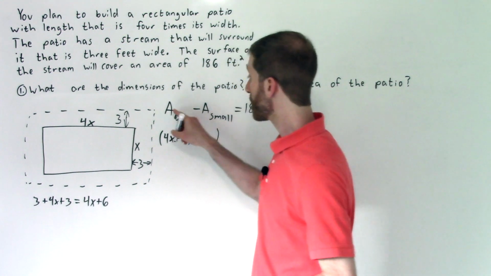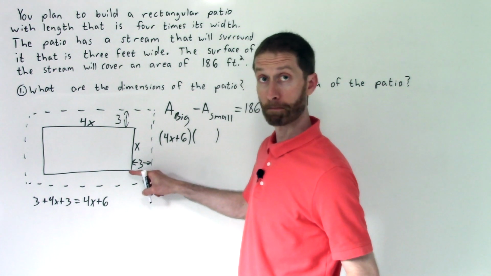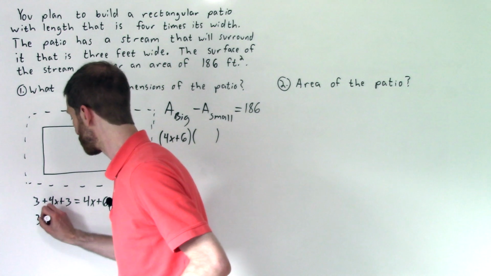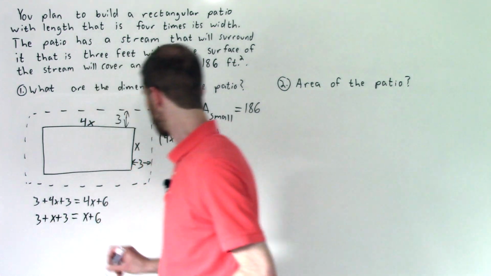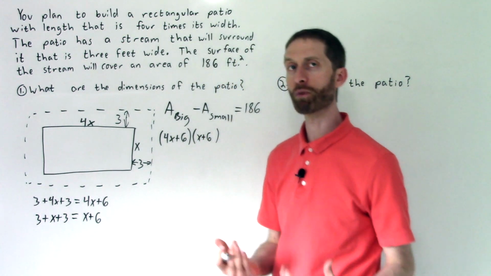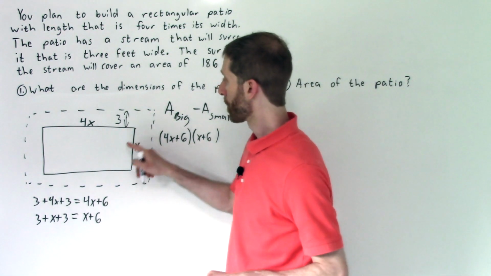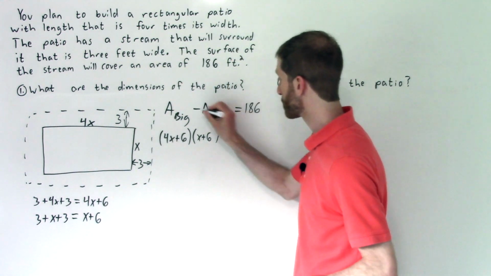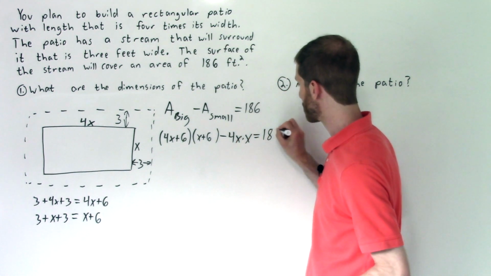Now, we need the other dimension of the big rectangle. Well, here you'd be walking 3 plus x plus another 3. So that'd be 3 plus x plus 3, which is equal to x plus 6. Nice. Awesome, we're in good shape. So that's the area of the big rectangle. Just going piece by piece. The area of the smaller rectangle, the patio, would be this length times that width, or 4x times x, minus the area of the small, following that original blueprint, and that's going to equal 186.